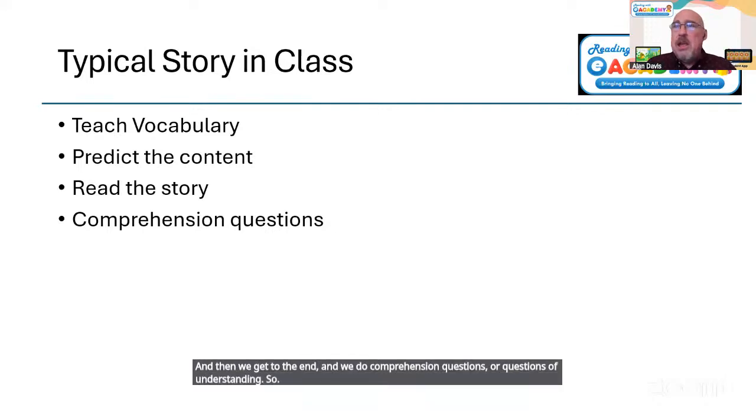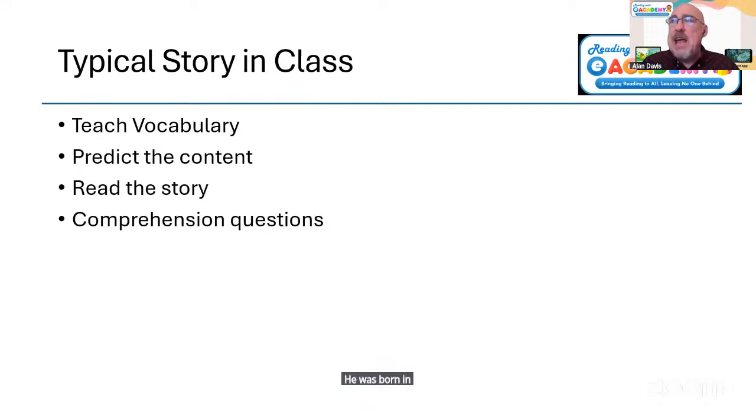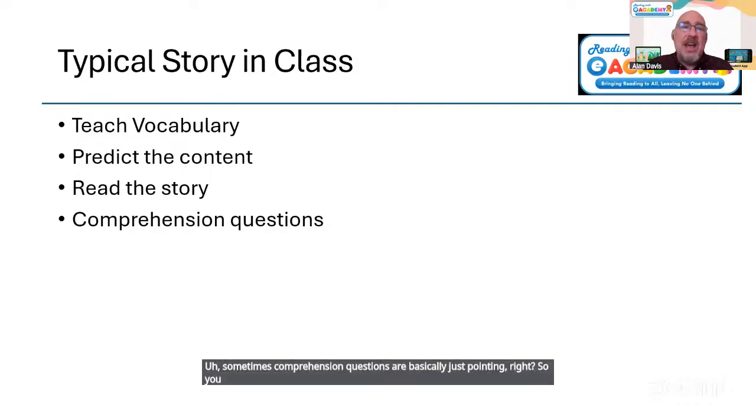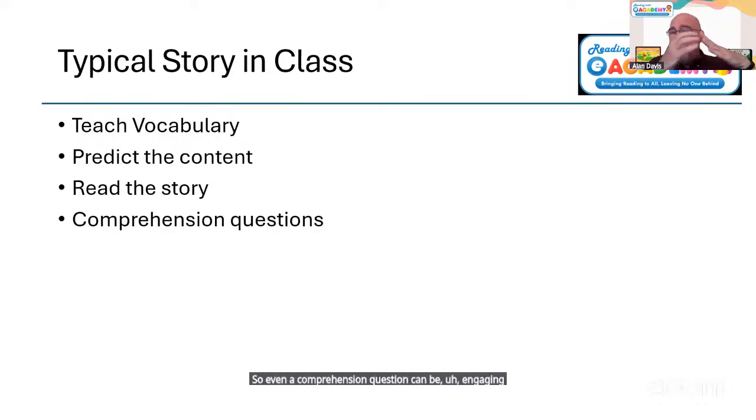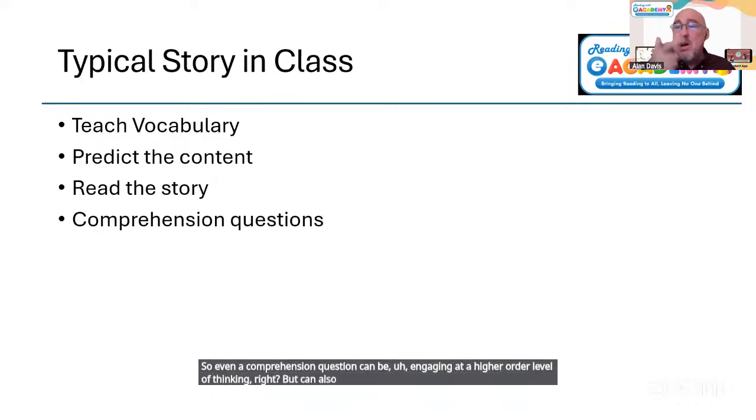So he was born in 1989. When was he born? 1989. That's a comprehension question. Sometimes comprehension questions are basically just pointing, right? So you can point and find the answer immediately. Other ones you have to think a little bit about. So even a comprehension question can be engaging at a higher order level of thinking, right? But can also just be what I call point and shoot.